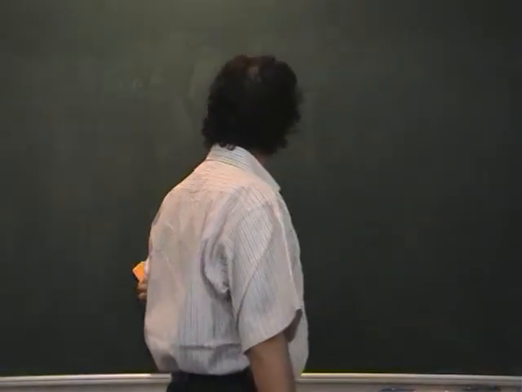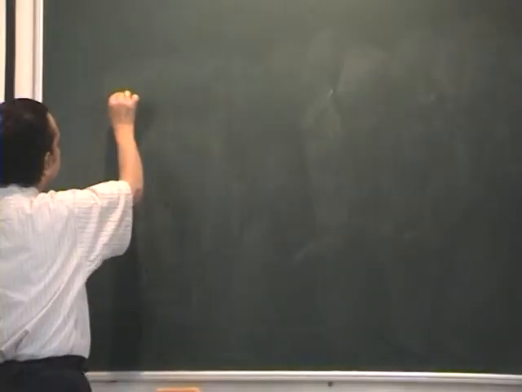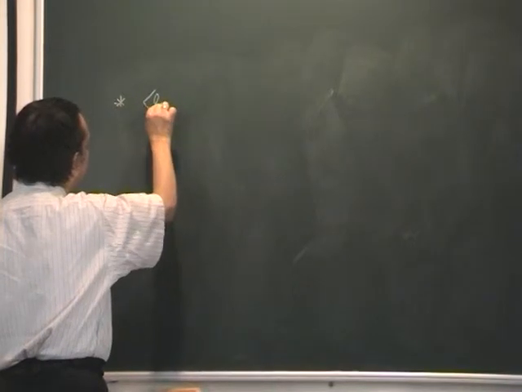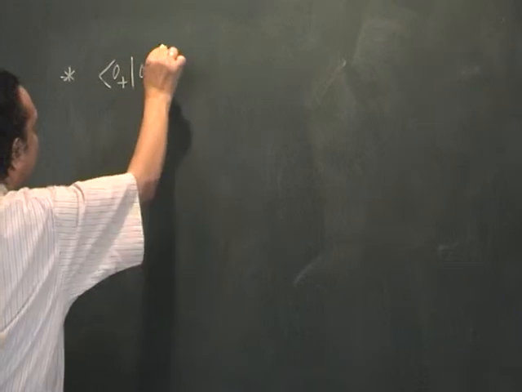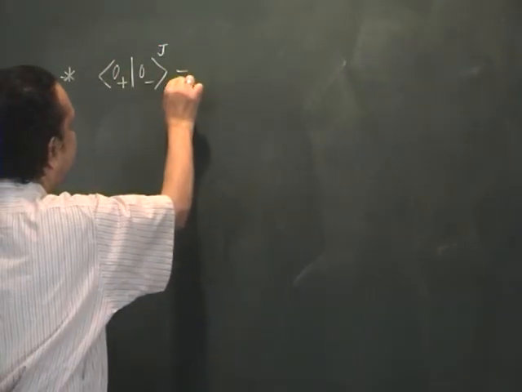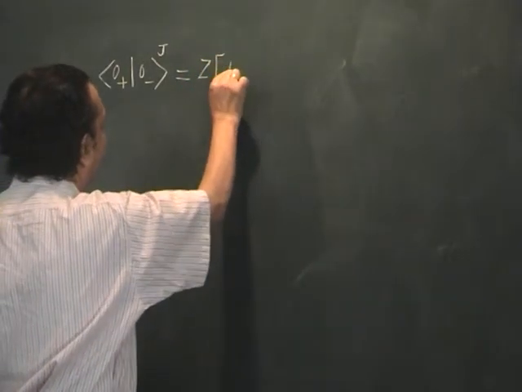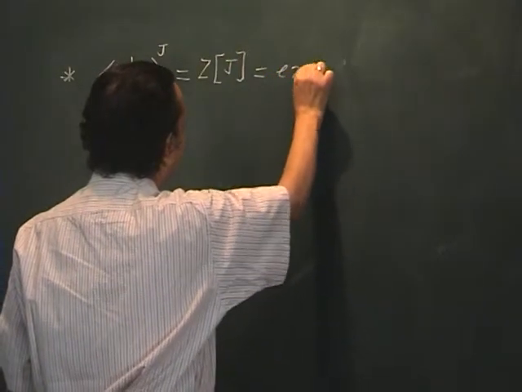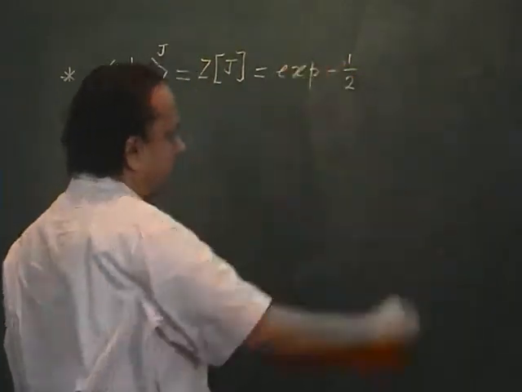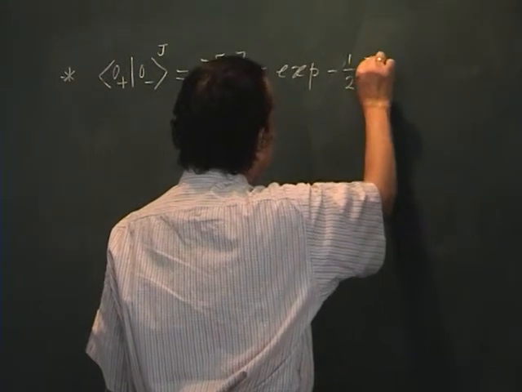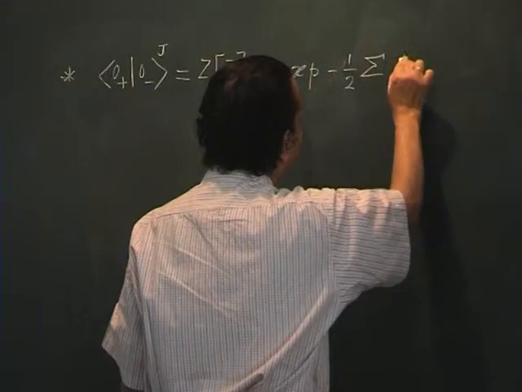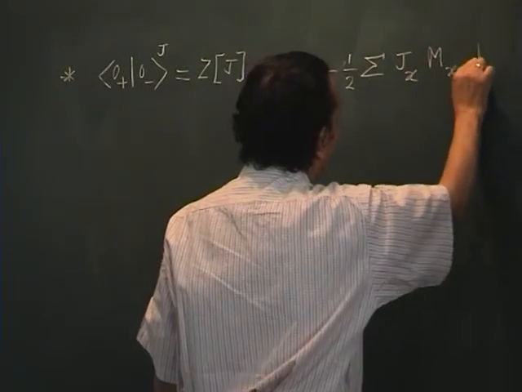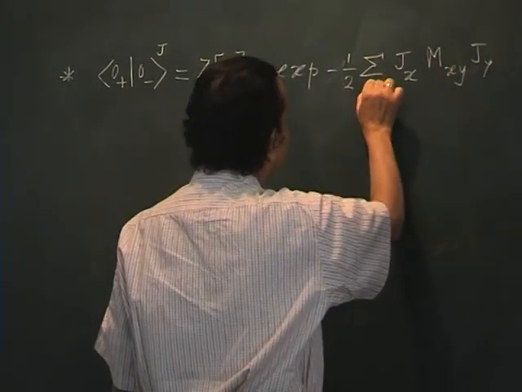To do that, let me come back to this result which we wrote down here. Okay, let me start with this second. With J, and just to simplify the notation and to ease writing, I'll just call it some Z of J. Okay? And this is given by exponential minus half. We wrote it as integrals, but with some future applications in mind, let me write it in this form: J x M x y J y, with a sum over x and y.